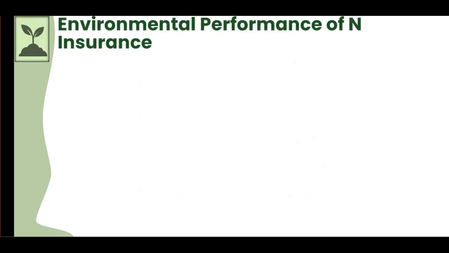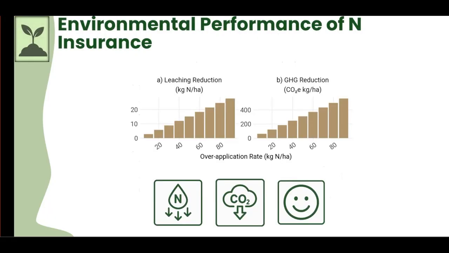The environmental performance is more or less as expected. Those farmers that over-apply more, when they adopt the science-based recommendation, they reduce the environmental impact the most, right? So the nitrogen leaching benefits are more for those farmers that over-apply more, and the same with the greenhouse gases.